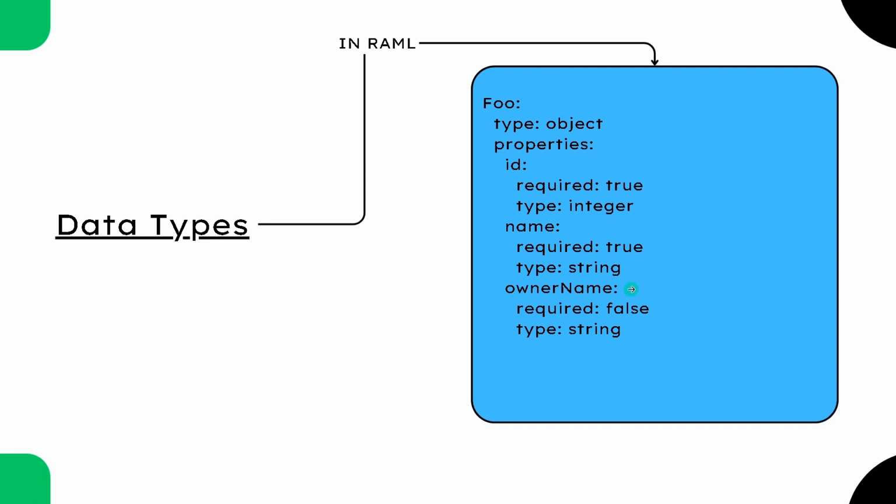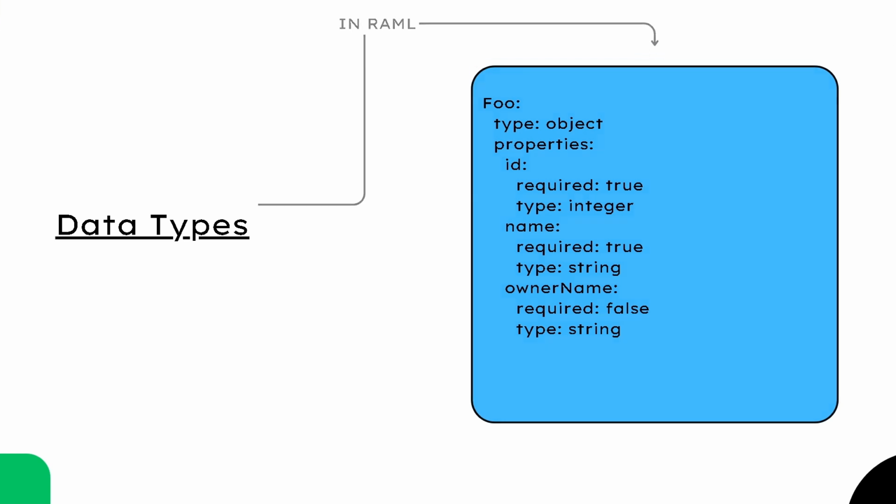Third one is owner name. So this is not a required field. Either the client can pass it or not, it's their choice. And its type is string. So even if they do not pass it, it will not give any errors. But if they pass it and the type is not matching, in that case it will throw the error that hey, the type should be string, it should not be an integer. So guys, that's what data types are. Let's move on to the next slide.